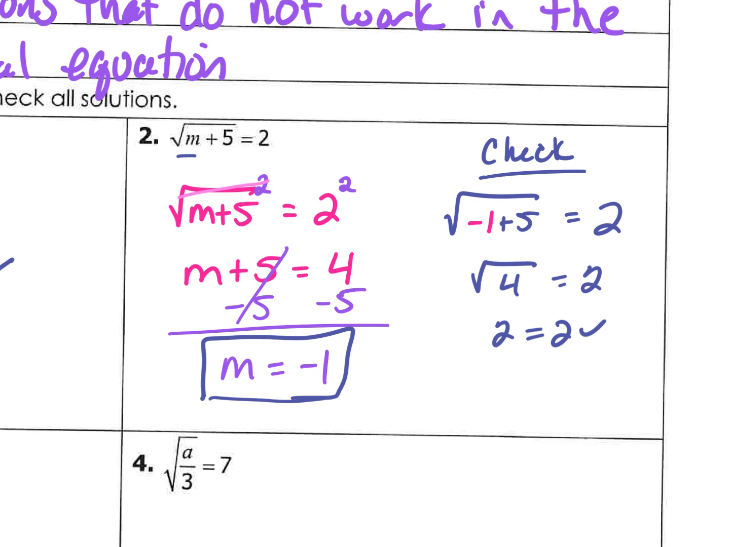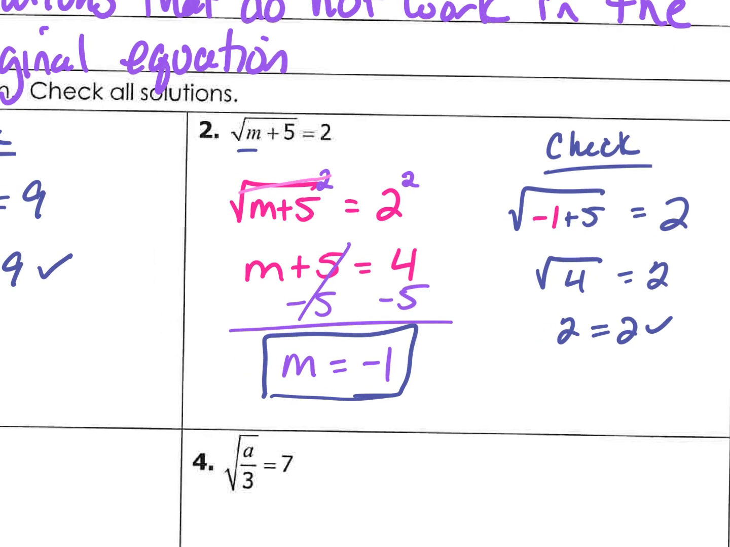Gianna, you have a question? How did m plus 5 equal 4? Because we squared the square root, so it got rid of it.